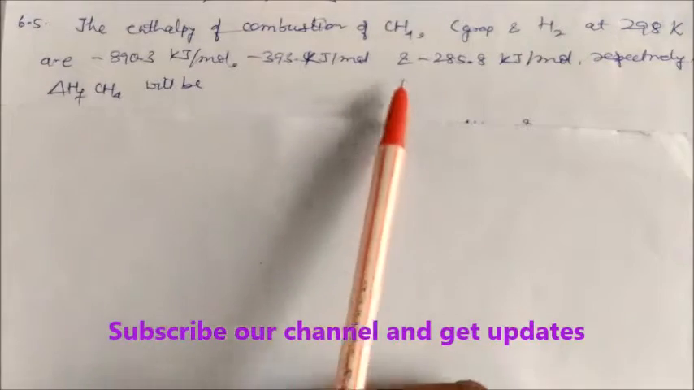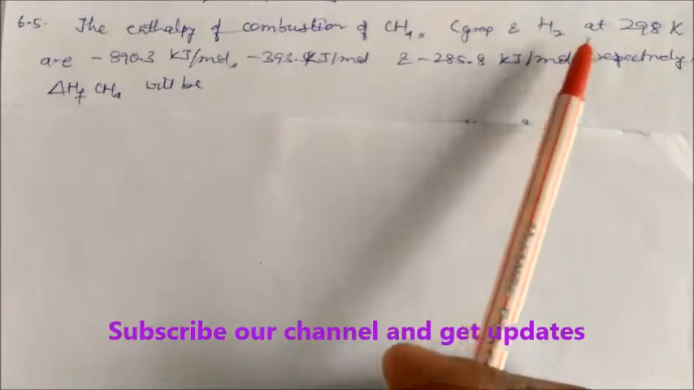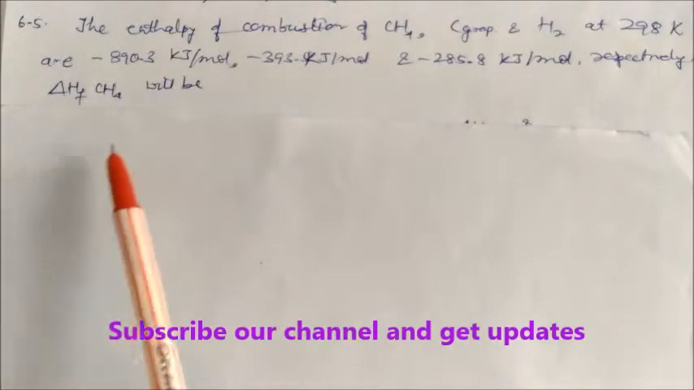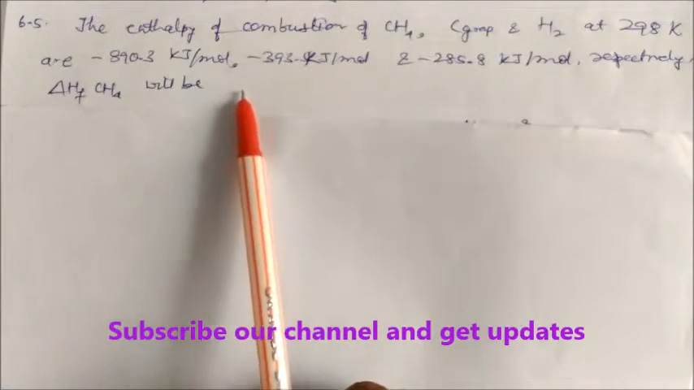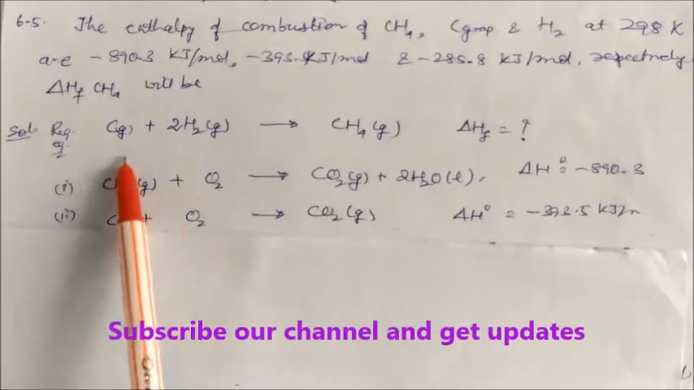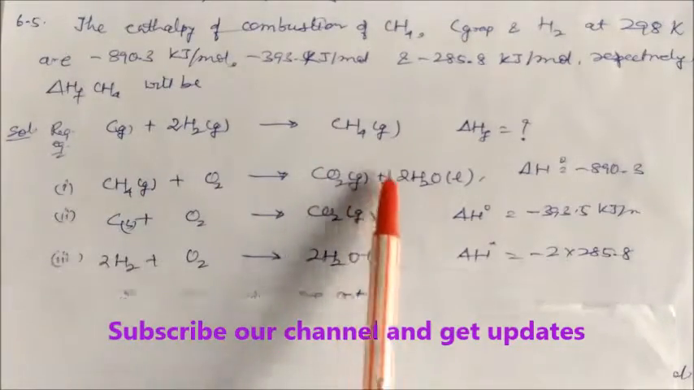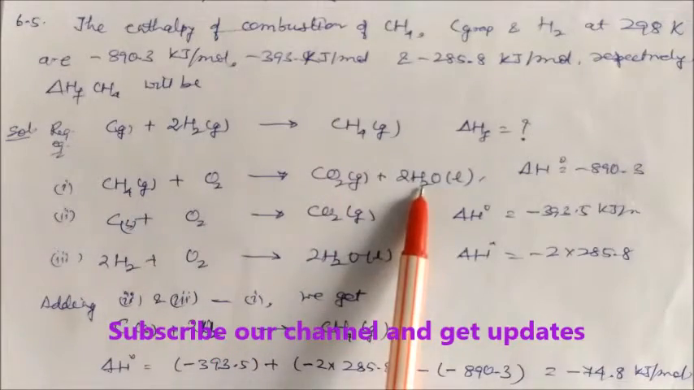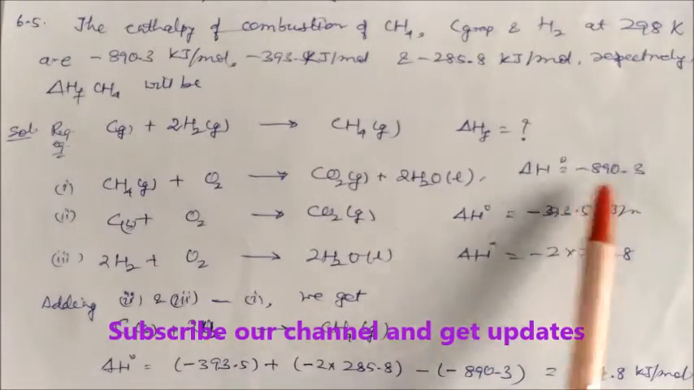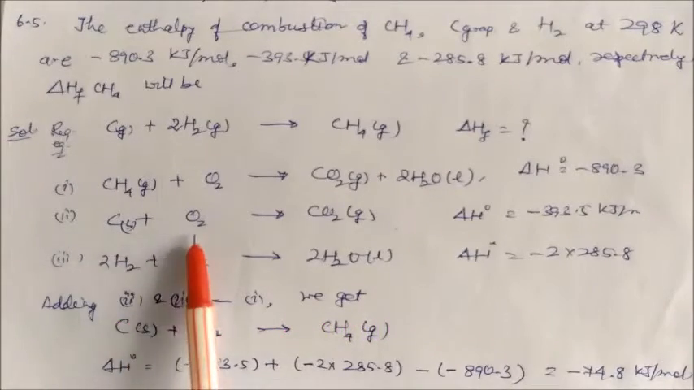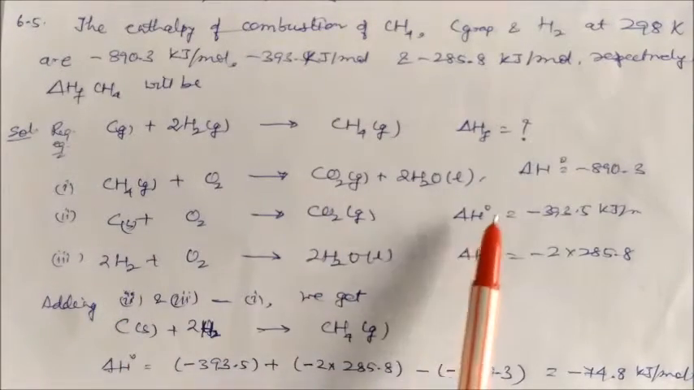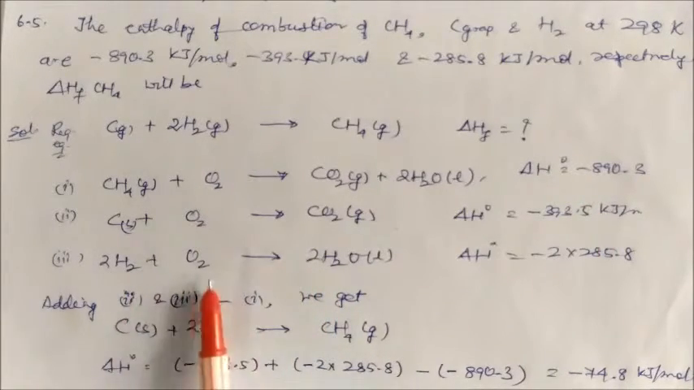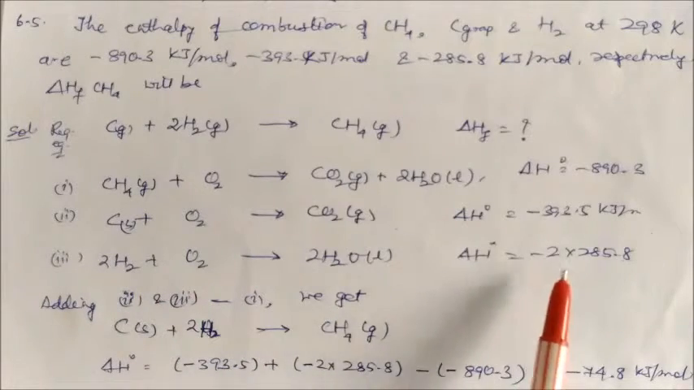The enthalpy of combustion of methane, graphite, hydrogen at 298 Kelvin is minus 890.3 kilojoule per mole, and these are given respectively. So what will be the heat of formation of methane? First, the required equation is carbon plus hydrogen giving methane, and we have to find the heat of formation. Methane on combustion will give you CO2 plus water, so its enthalpy is given over here. Similarly, carbon burns in presence of oxygen to give CO2, and its heat of combustion is also given here. And similarly, the combustion of hydrogen to form water is also given over here.